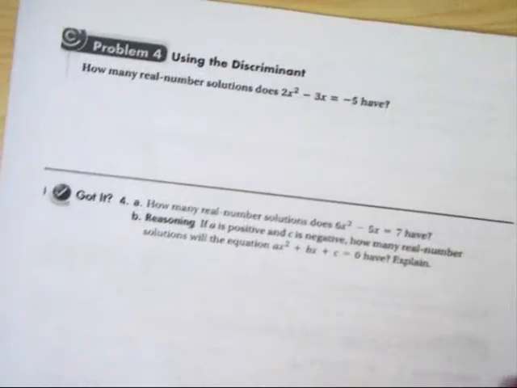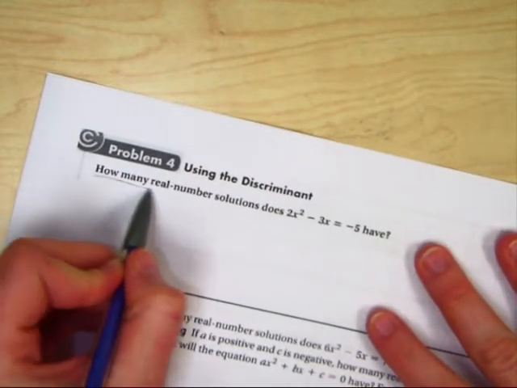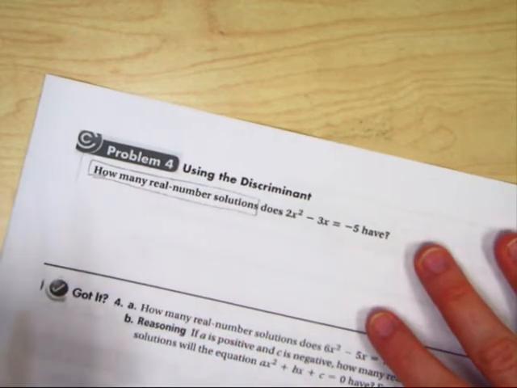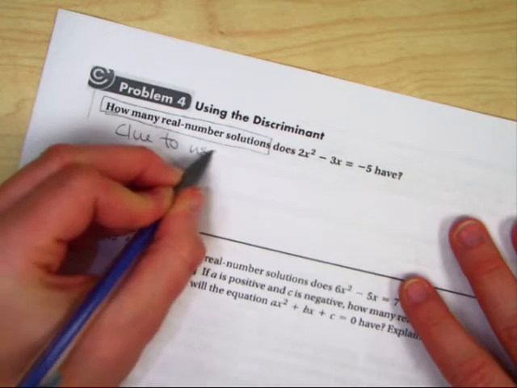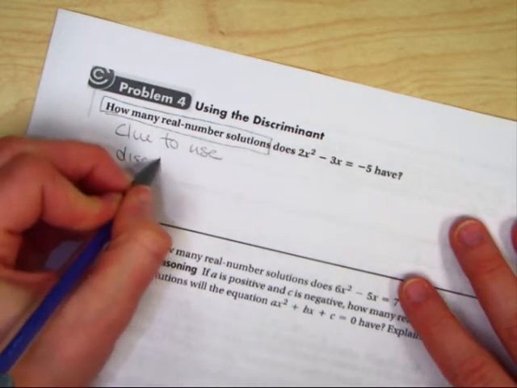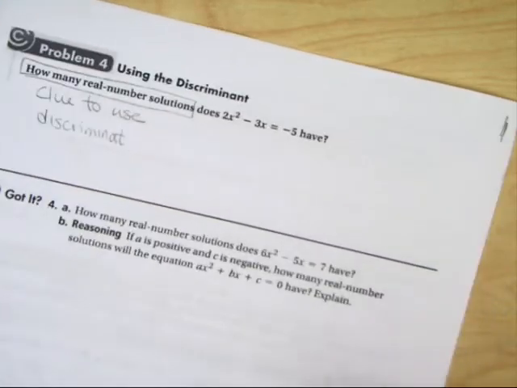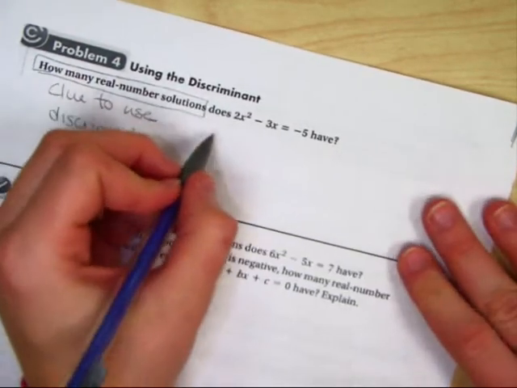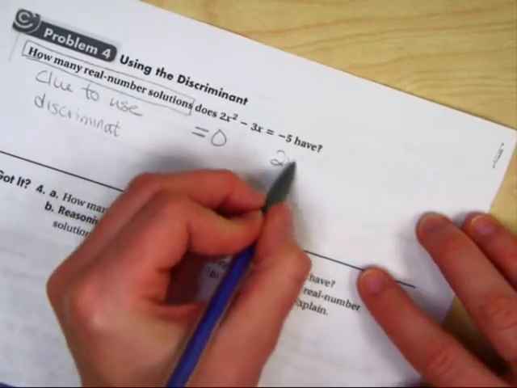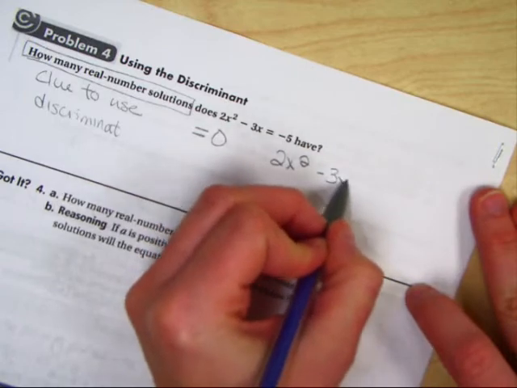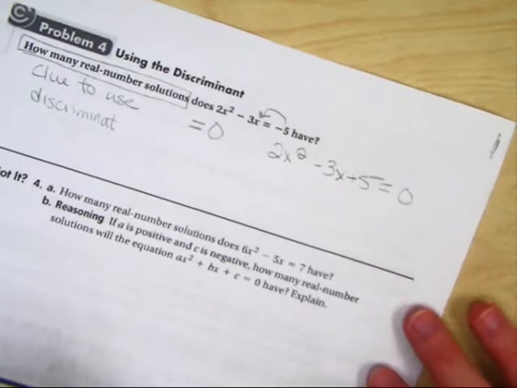Let's apply that on problem 4. How many real number solutions? Now you see how it says how many real number solutions? That right there is your clue to use the discriminant. They're not asking you to solve, they're just saying how many real solutions are there. So the first thing we're going to do, just like always, is set it equal to 0. So we'll do 2x squared minus 3x plus 5 equals 0. You have to take that 5 over if you want this to work.